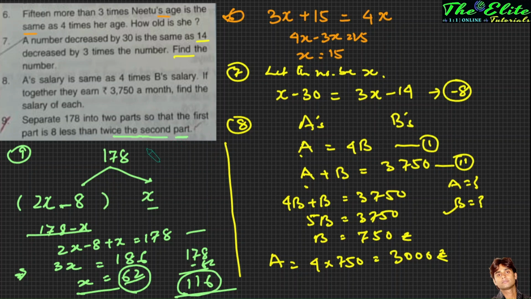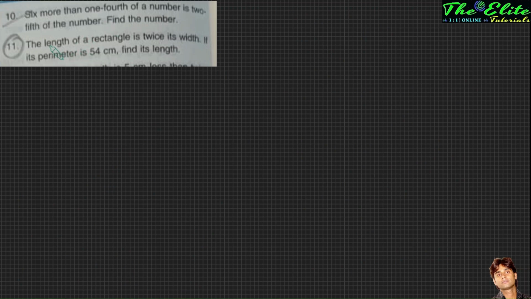Okay, very easy. Look at this question. 6 more than 1/4 of a number is 2/5 of the number. Find the number. A number means you have to assume that number as x. So in the first line, you have to write: let the number be x. First of all, you will assume it like that.